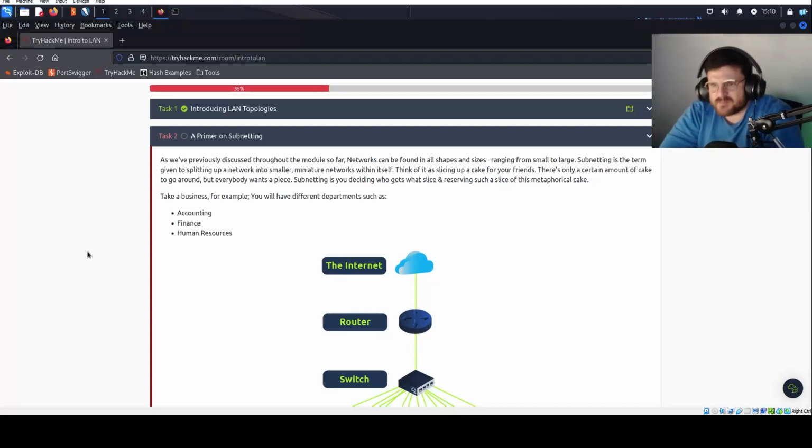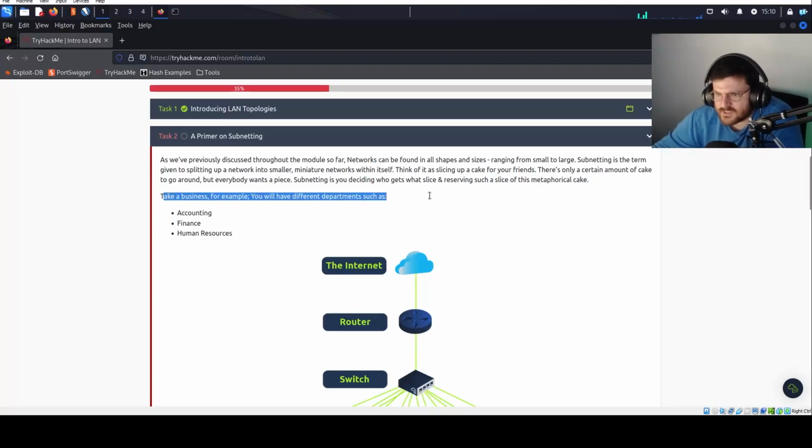A primer on subnetting. As we've previously discussed throughout the module so far, networks can be found in all shapes and sizes. Ranging from small to large, subnetting is the term given to splitting up a network into smaller miniature networks within itself. Think of it as slicing up a cake for your friends. There's only a certain amount of cake to go around, but everybody wants a piece. Subnetting is you deciding who gets what slice and reserving such a slice of this metaphorical cake.